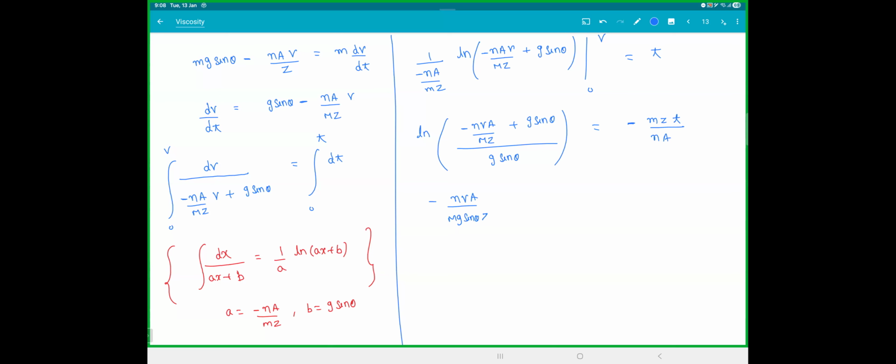So this would be eta v A over mg sine theta. And like I said, it's all maths at this point. This would be exponential e power minus eta A by mz t. Check if I missed something there. So from here you get velocity v is equal to mg sine theta z by eta A into 1 minus e power minus eta A t by mz. That's an exponential function.